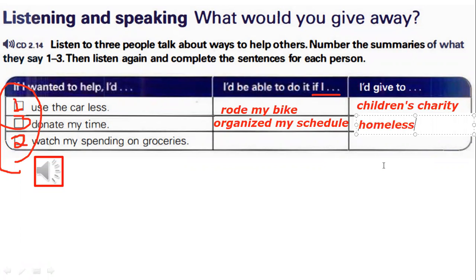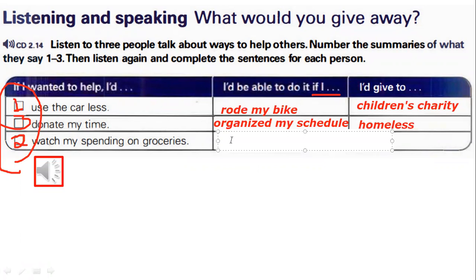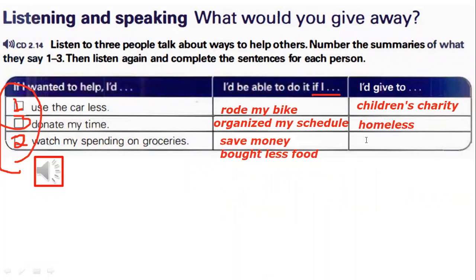Okay, let's check it out. Next, watch my spending on groceries. I'd be able to do it if I save money. What? Save money. Less food. Okay. Save money or buy less food. And I give it to? To a school. Local school. A local school?